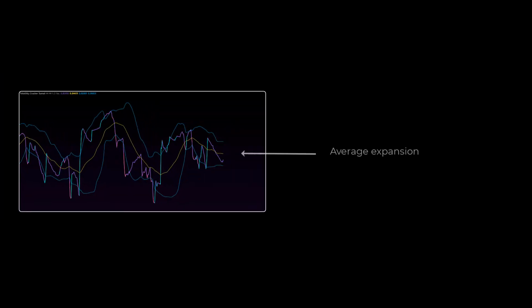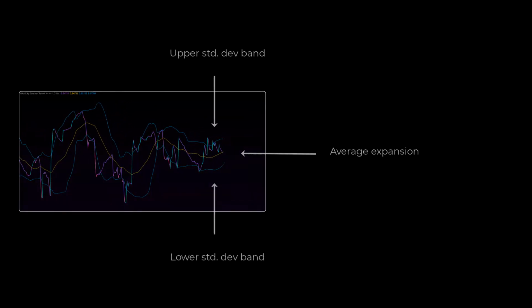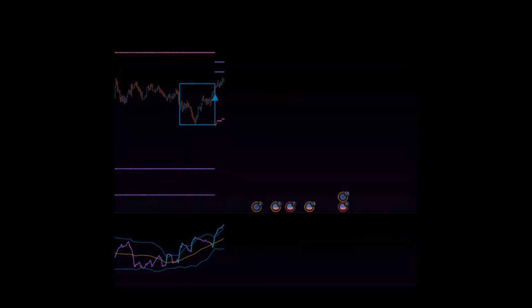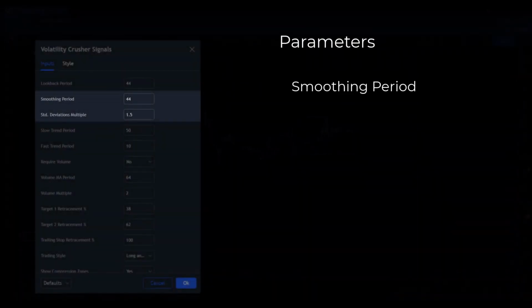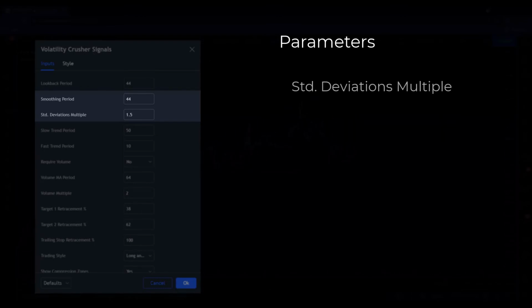The average expansion is shown as the yellow mean line in the middle here, and the upper and lower bands are standard deviation bands. When expansion crosses above the upper band, while we simultaneously have a technical breakout or breakdown, we have a potential entry signal. This is where the smoothing period and standard deviations multiple come into play. The smoothing period sets the look-back for finding the average expansion as well as the standard deviation. The standard deviations multiple sets the distance of the bands from the mean and decides just how much relative expansion we need to consider a bar truly explosive.